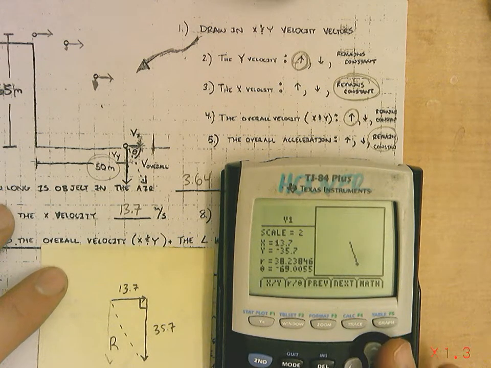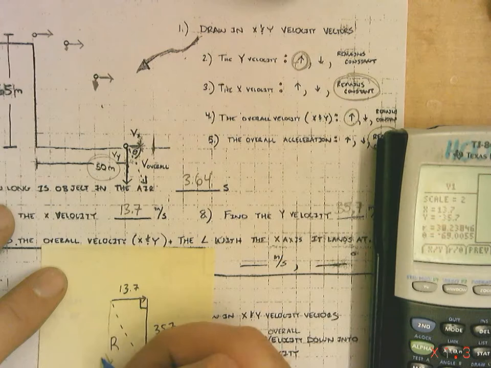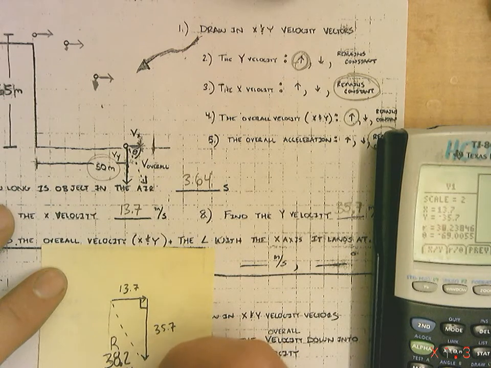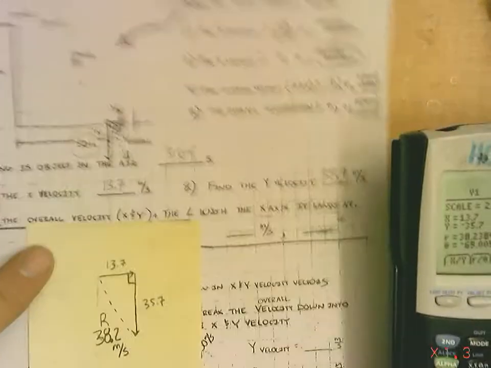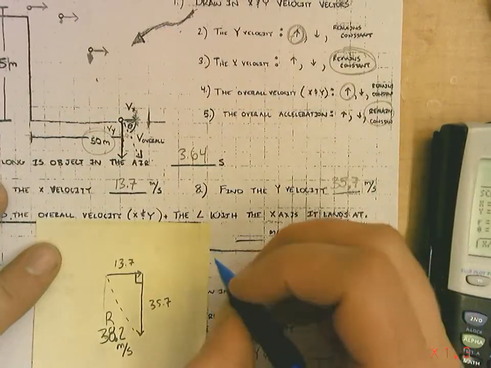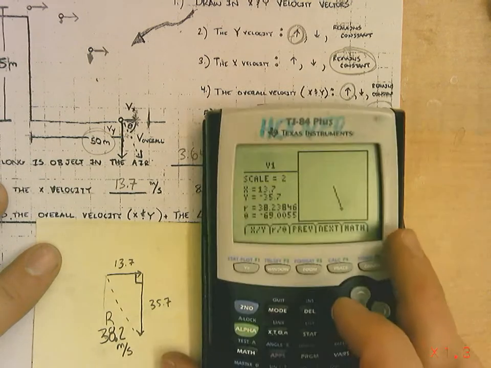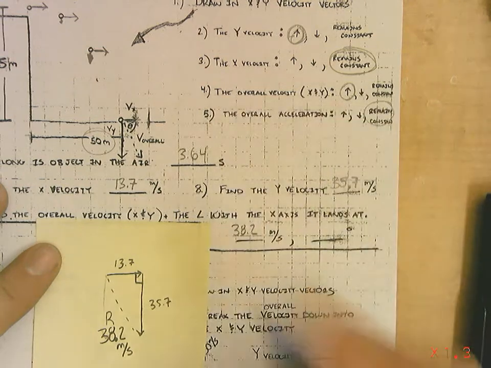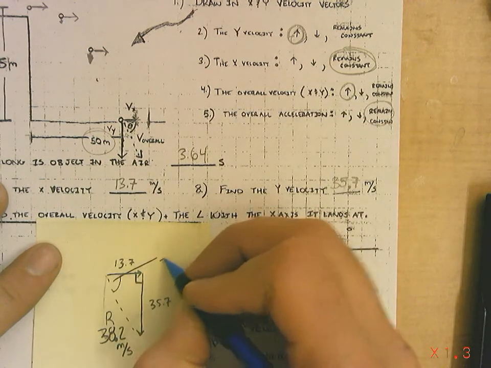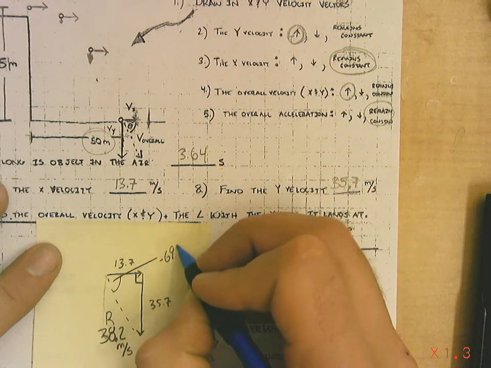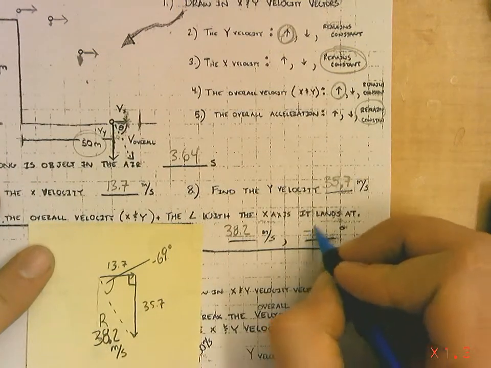And so we get a resultant of 38. I just did Pythagorean theorem and inverse tangent, and it gave me 38.2 for my overall. My R value, my overall, would be 38.2, and my angle is negative 69 degrees below the horizontal.